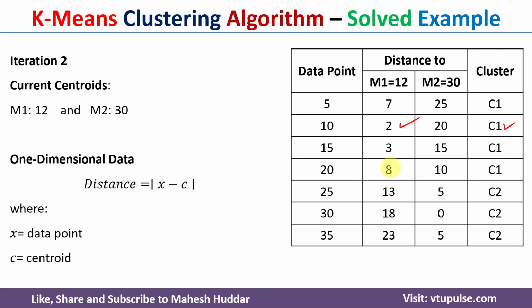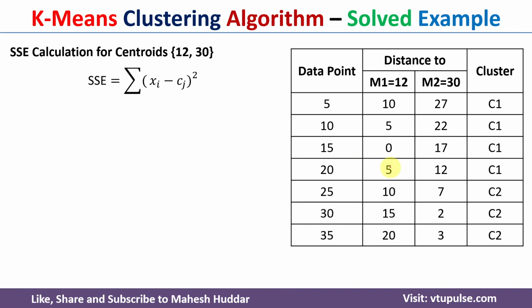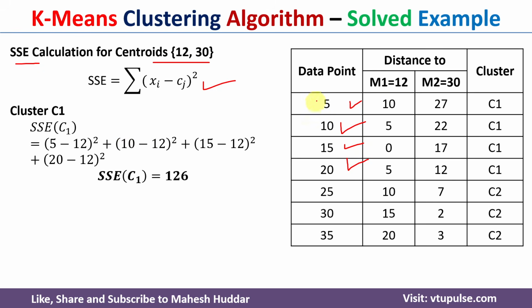Once you assign the data points to the clusters, next we need to calculate the SSE for the centroids 12 and 30 by using this formula. So first we will calculate the SSE of C1. Here we can see that 4 data points belong to cluster C1. So SSE of C1 is equal to (5 minus 12) squared plus (10 minus 12) squared plus (15 minus 12) squared plus (20 minus 12) squared, which is equal to 126.